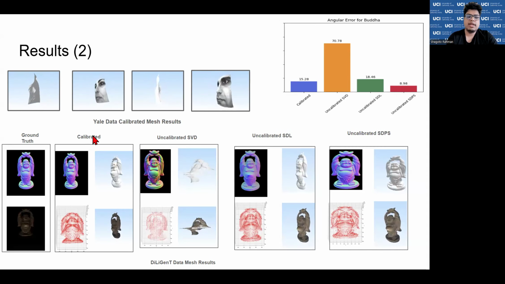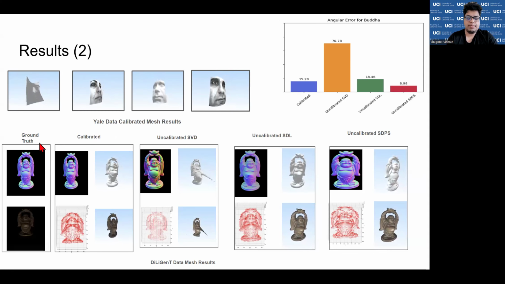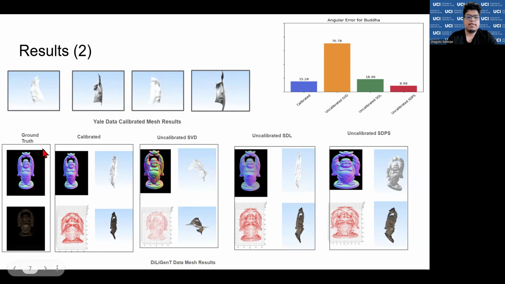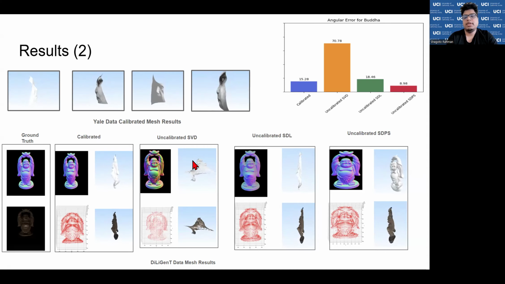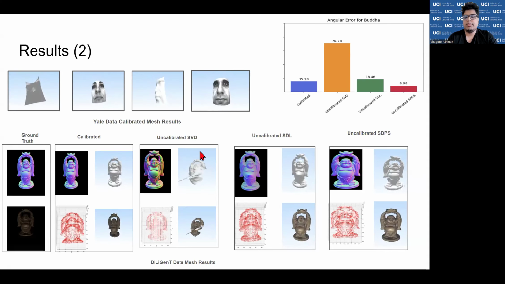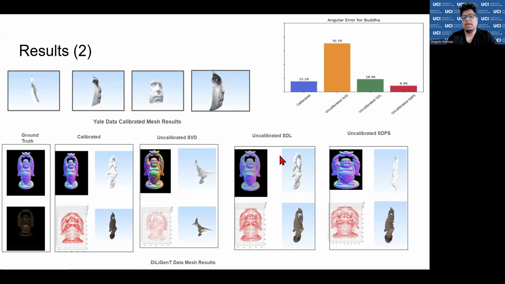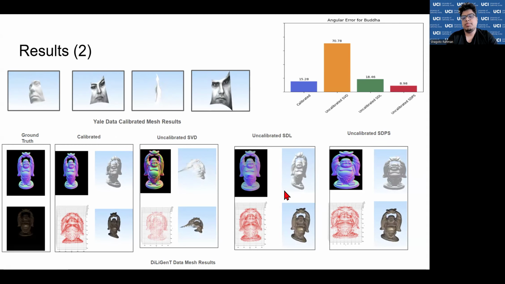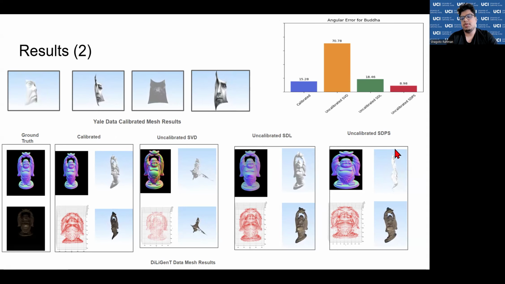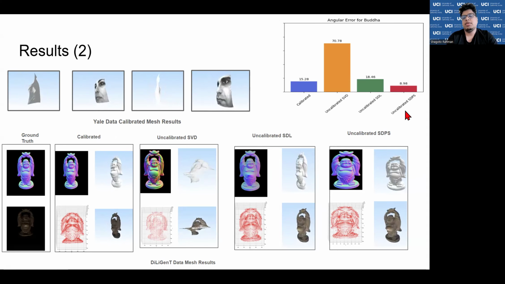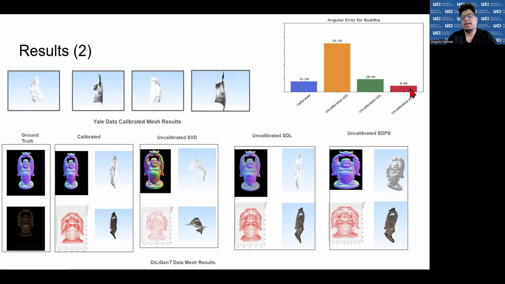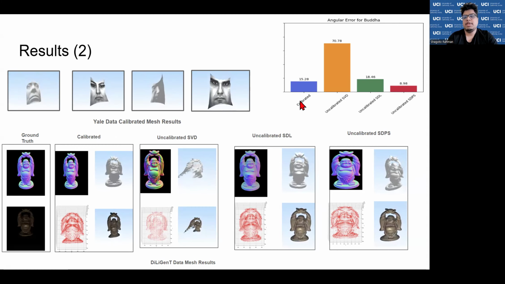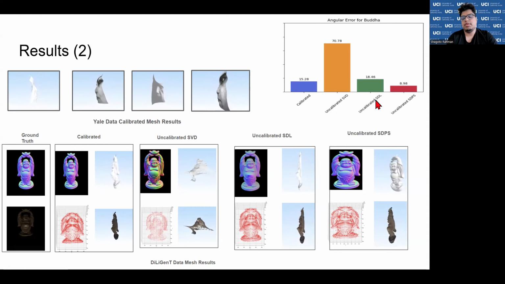And for the second kind of results with Buddha, we can see the ground truth calibrated did really well. Uncalibrated singular value decomposition was far from reality because of the ambiguity. A simple deep learning model again did really well, and the best was the SDPS. And the plot with the angular errors shows that the SDPS got the least error and performed the best. Second was the calibrated, and uncalibrated was the third.